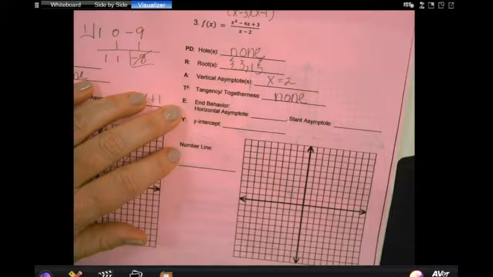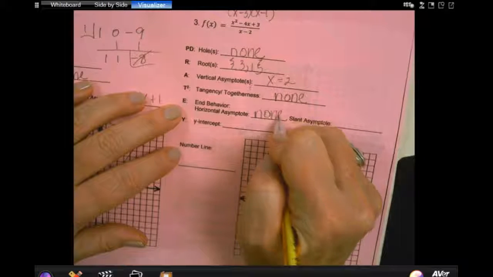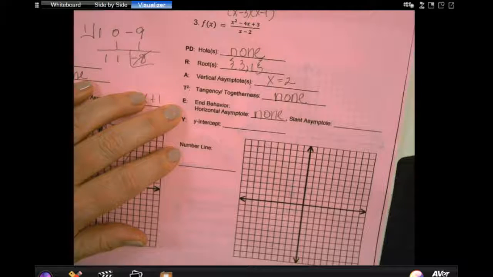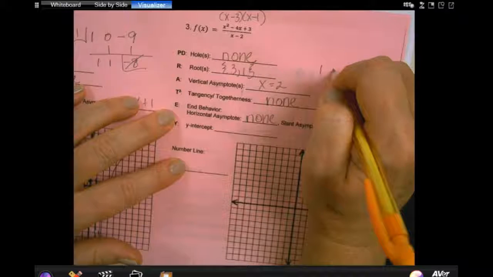So end behavior. Horizontal asymptote, it's top heavy, which means there's none. But it's top heavy by 1, so I do have a slant. So I'm going to synthetic divide again.